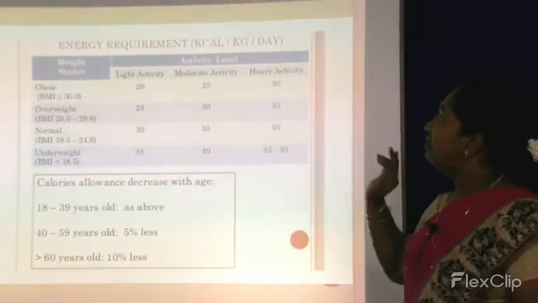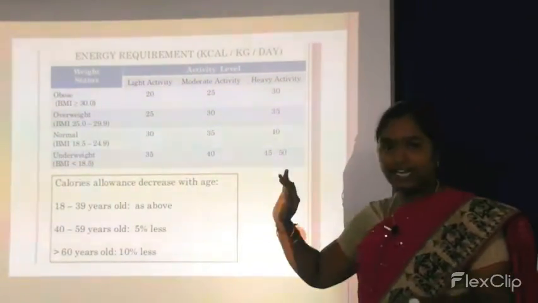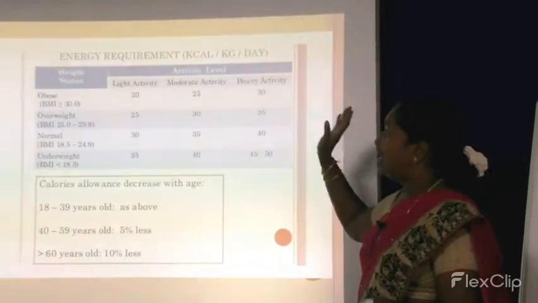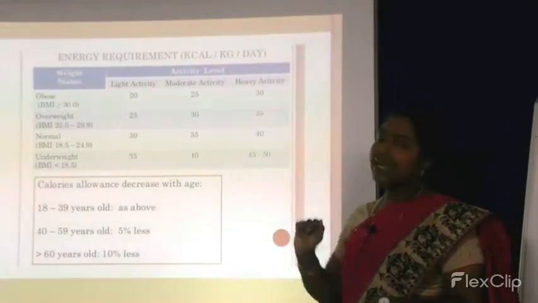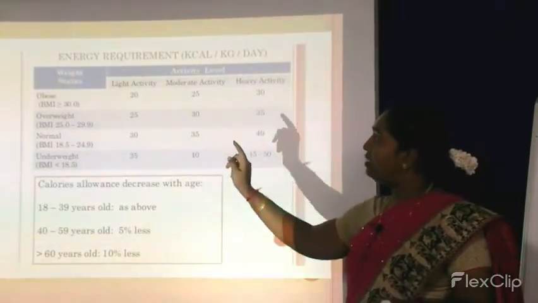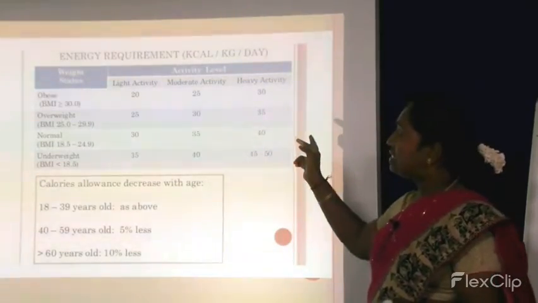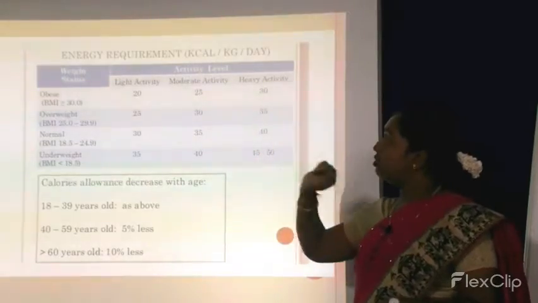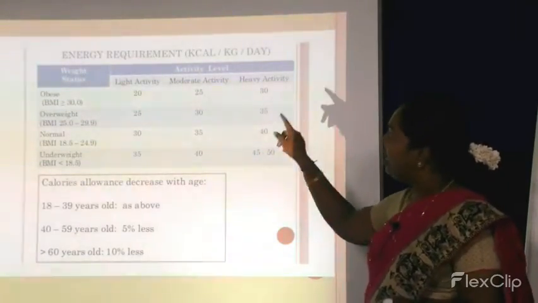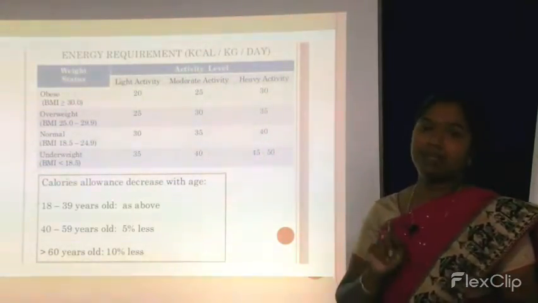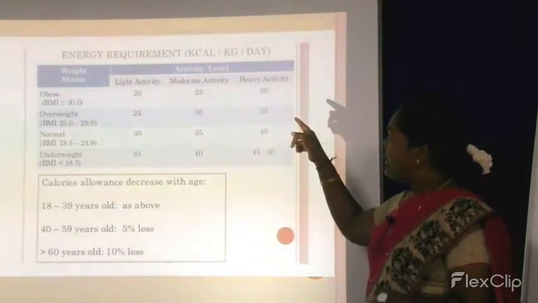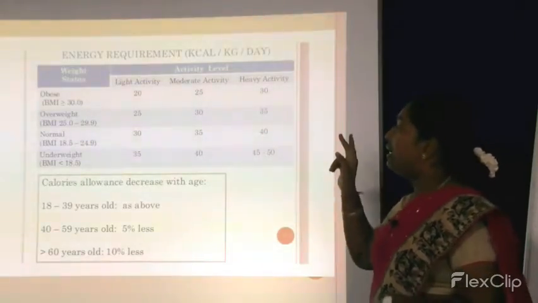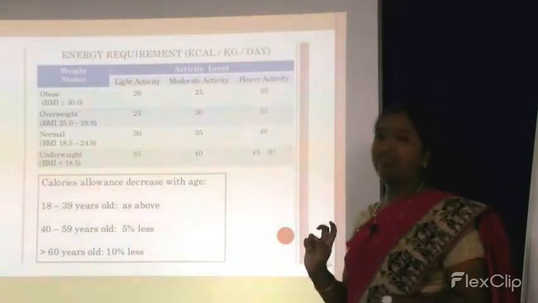This is the table which describes the energy requirement for an individual according to his body weight per day. There is a weight status which is obese, overweight, normal and underweight, and this is the activity level, and this is the energy requirement for the particular person. Maybe he is obese, doing a light activity, he requires 20 kilocalories per kg body weight. When he is doing a moderate activity, he needs 25 kilocalories per kg body weight. It is accordingly given according to the weight status.